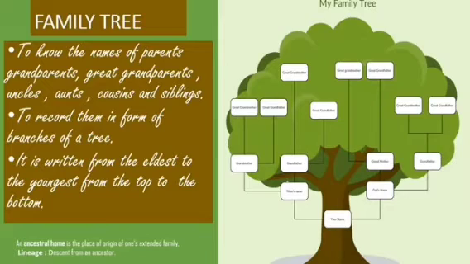Now, how do you record them? You have collected the names of everybody. There are 2 ways in which you can record them. You can record them like branches of a tree. The tree is the main ancestral home. From there come the different branches. Each and every branch can show one sibling who has come from the main ancestor. That is a very beautiful way to depict your family.